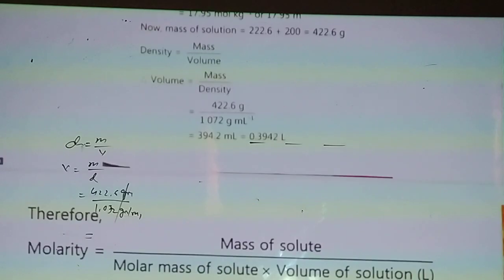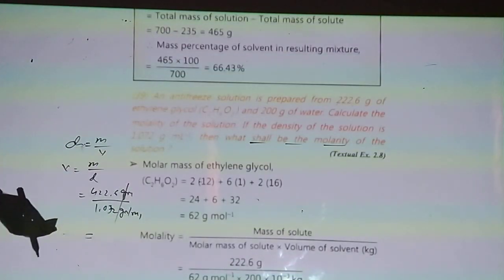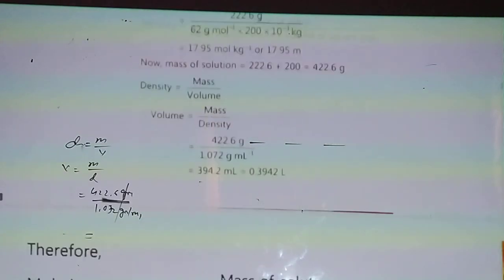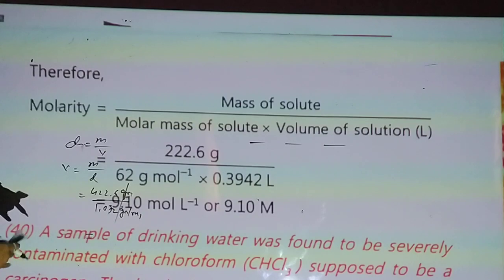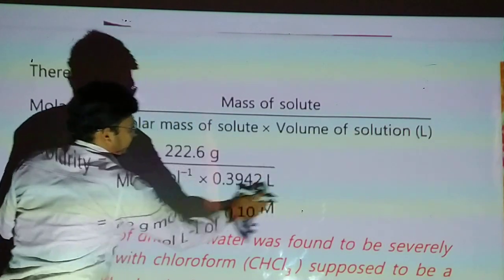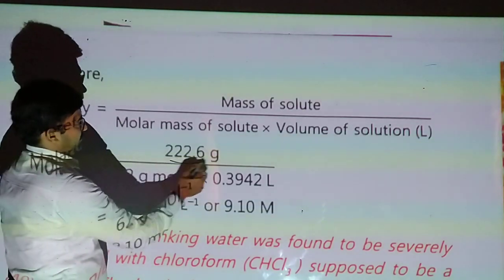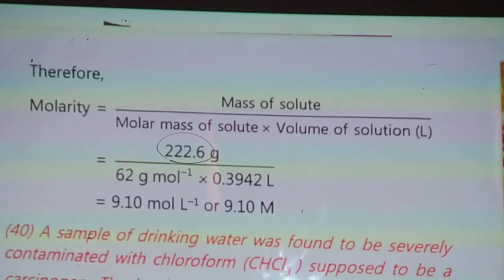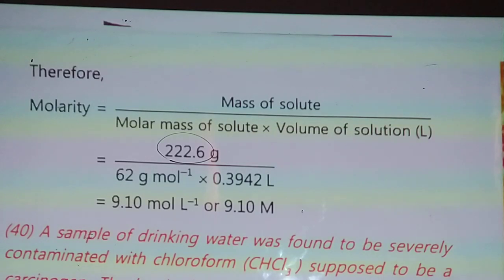Now molarity. Mass of solute upon molecular mass of solute into volume in liter. Mass of solute 222.6, molar mass 62, liter 0.3942 derived. So 9.10 mole per liter.